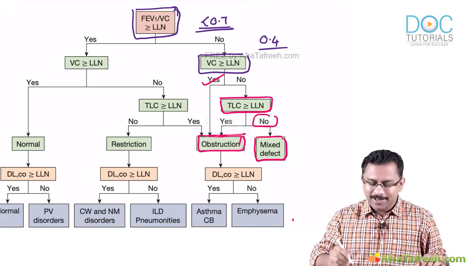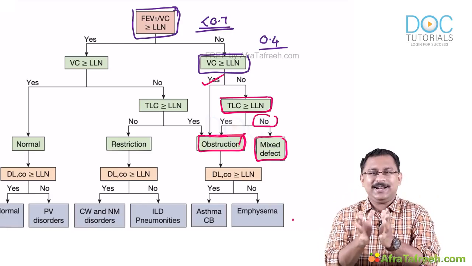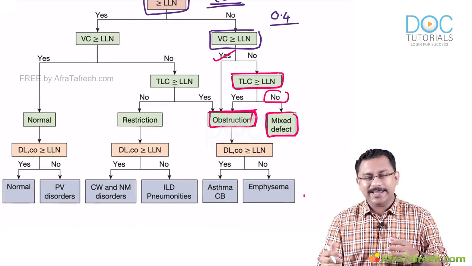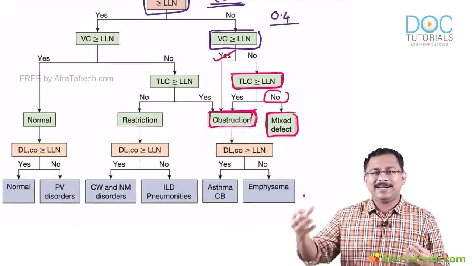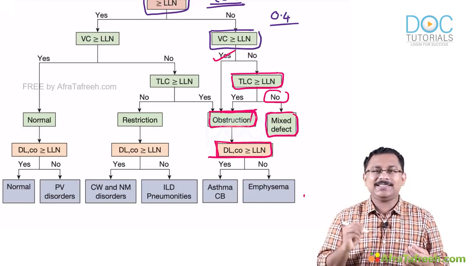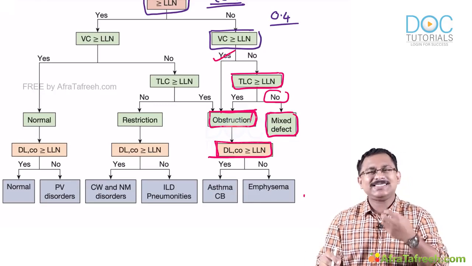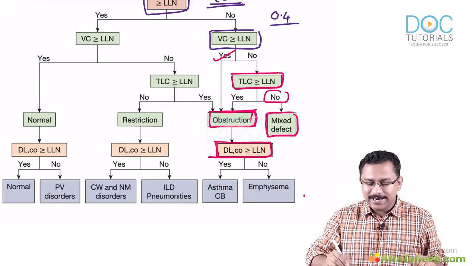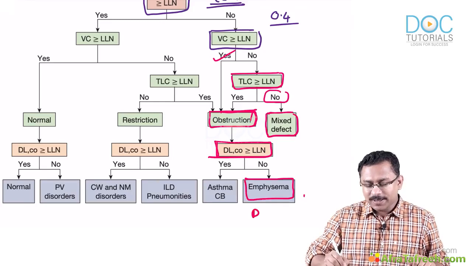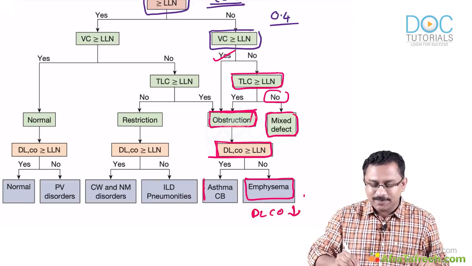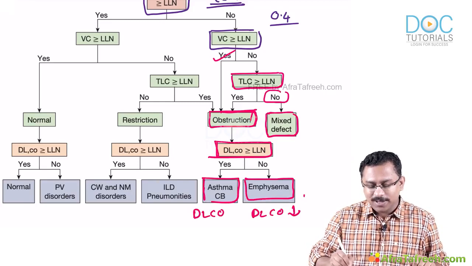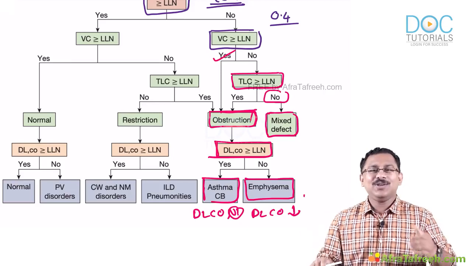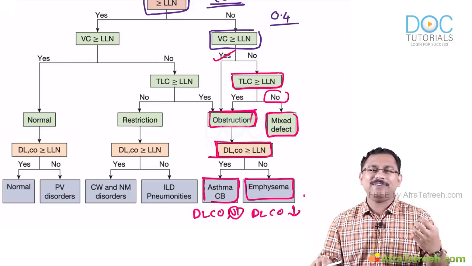Okay, crystal clear. Now, if you have an obstructive lung disease in your hand and you want to distinguish between a disease like asthma and chronic bronchitis, or whether it is emphysema, you go for the DLCO. Remember, since the surface area is reduced in case of emphysema, which we have already seen, the DLCO will be low. DLCO will be low in case of emphysema, whereas in case of asthma and chronic bronchitis, the DLCO will be normal. So this is how you are going to deal if the FEV1 to FVC ratio is low.